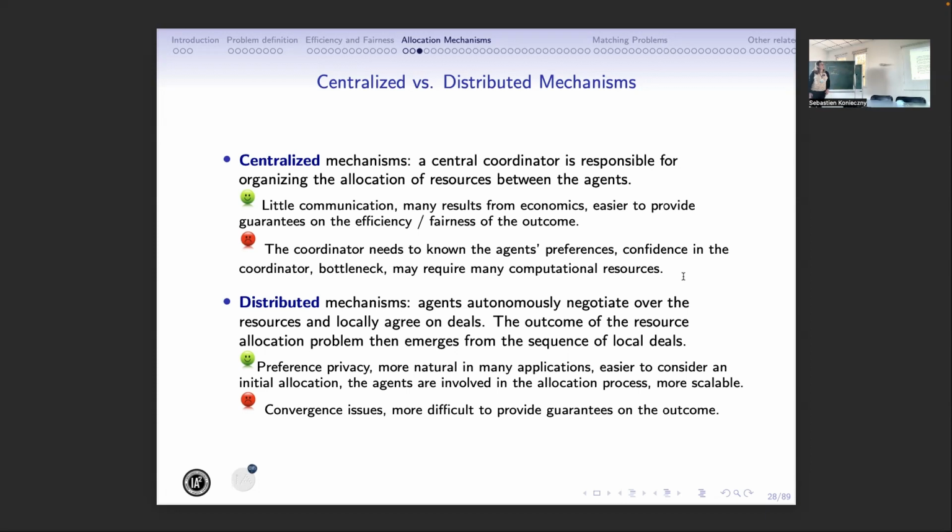But the negative side of this approach, as you will see later, is that convergence is not always easy, and it is much more difficult to provide guarantees on the outcome because there is no central coordinator who controls the outcome of the process.